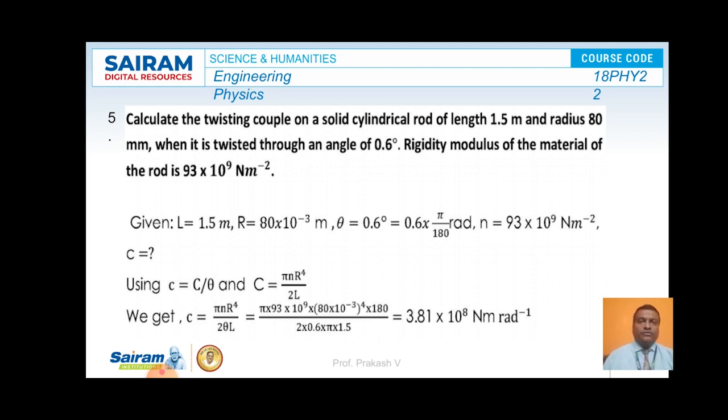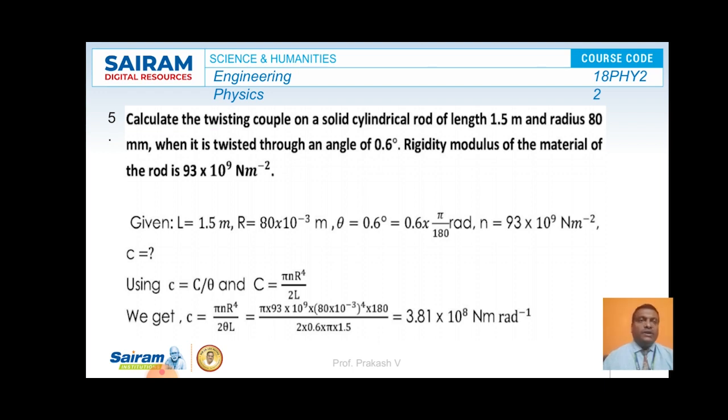So we know that C is equal to c by theta, where small c is couple per unit twist, and c can be further written as pi n r to the power of 4 by 2L. Therefore twisting couple C can be written as pi n r to the power of 4 by 2 theta L. So the value of C can be evaluated by substituting the values of n, r, theta and L in the formula. So by substituting all the values, we can calculate the twisting couple C as 3.81 into 10 to the power of 8 Newton meter per radian. So this is the solution for the given problem.